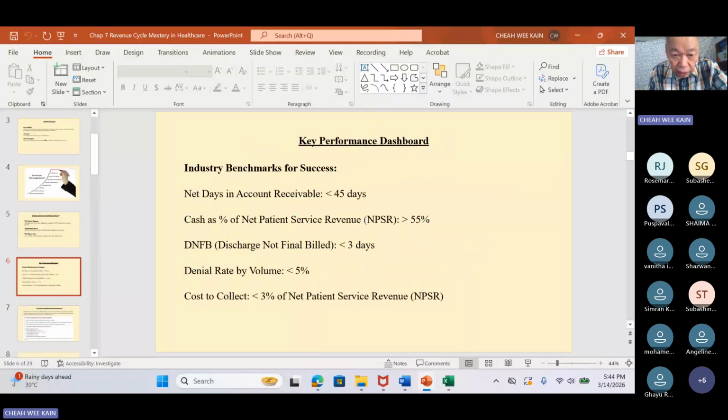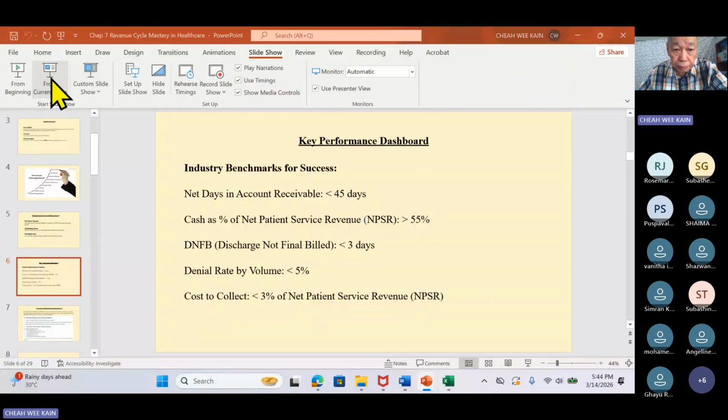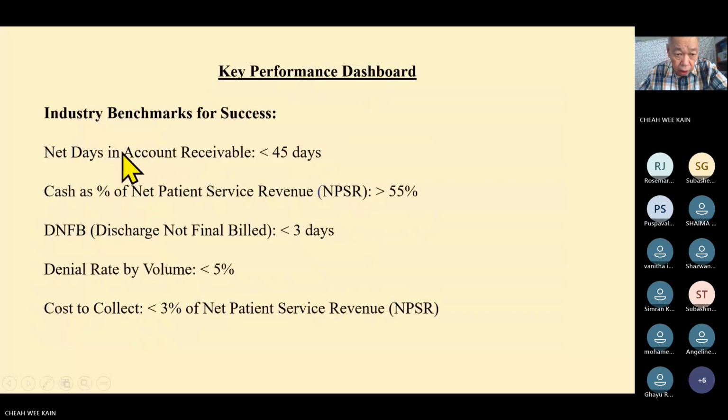Now, there are some important indexes. You are going to be administrator, so you better look at them carefully. Historically, net days in accounts receivable: people don't pay cash, those people will pay you on credit. It should not be more than 45 days.